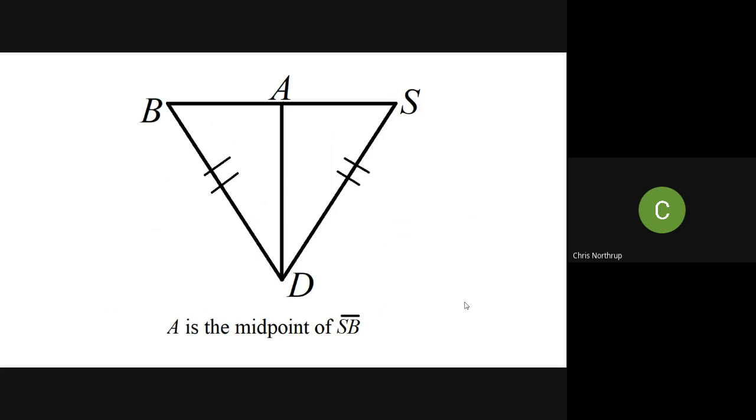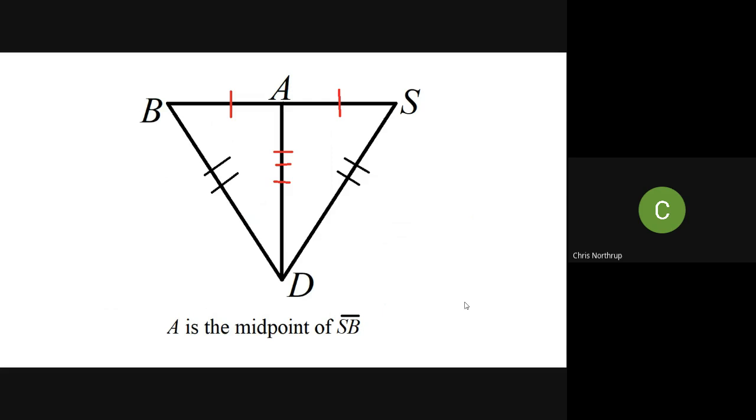If you thought about that one, notice that those 2 triangles share side AD, and every side is congruent to itself. That's the reflexive property. So if A is a midpoint, BA is congruent to AS, AD is congruent to itself, and we already knew BD was congruent to SD. So this would be a side, side, side.